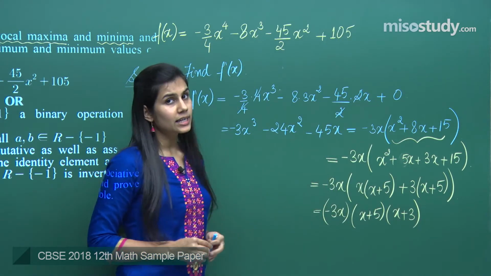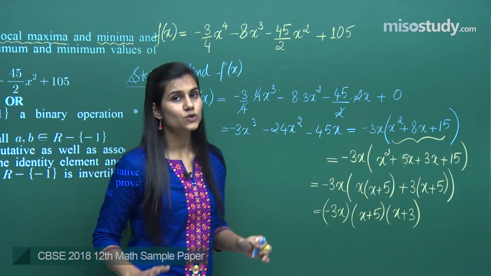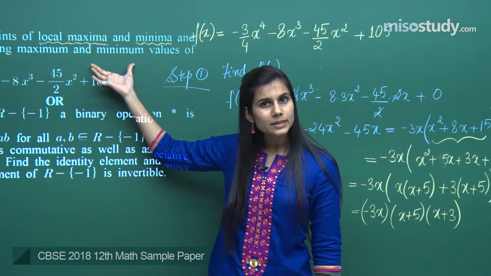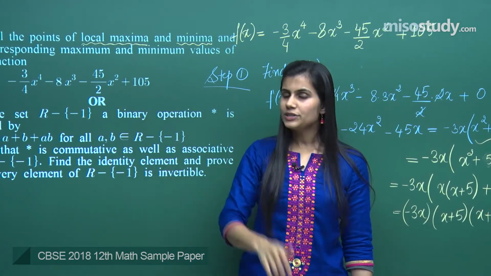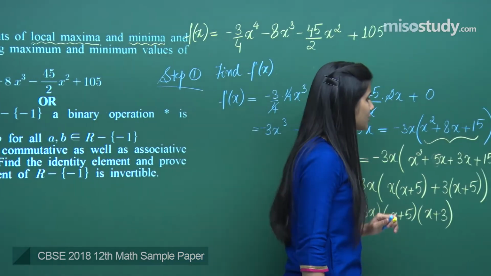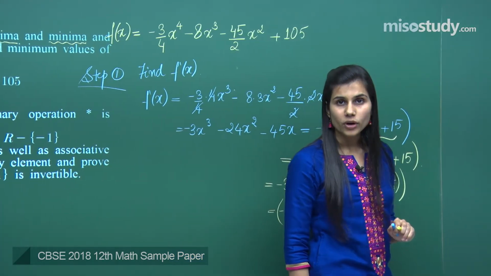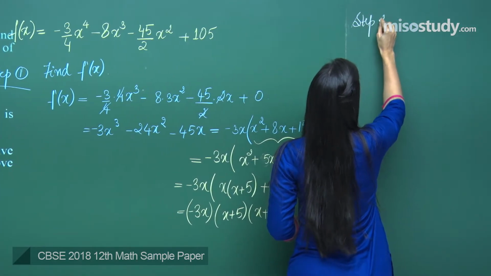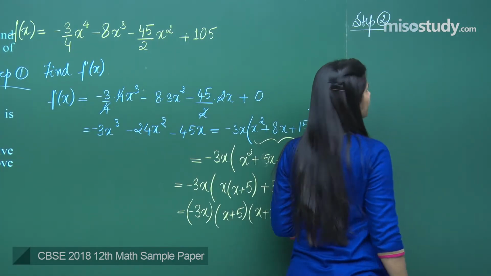Now step 1 is accomplished. Step 1 always is to find f dash x when you're dealing with problems of local maxima and local minima. Once you have found f dash x, what is the next step? The next step is to find the critical points. That happens to be my step 2.